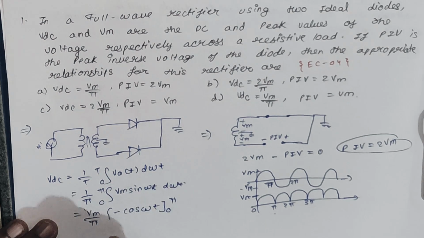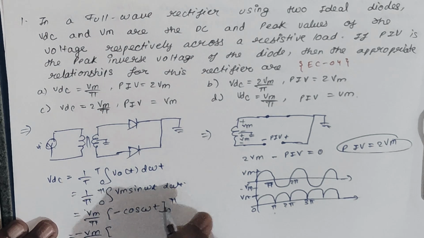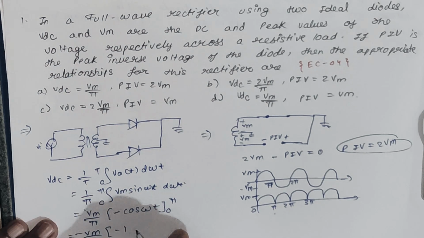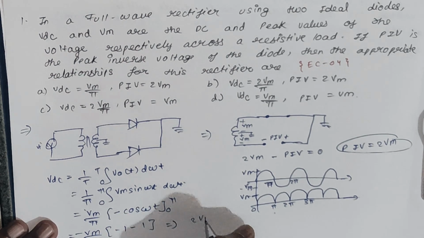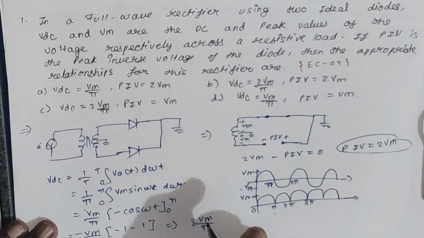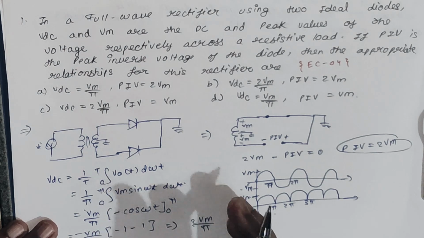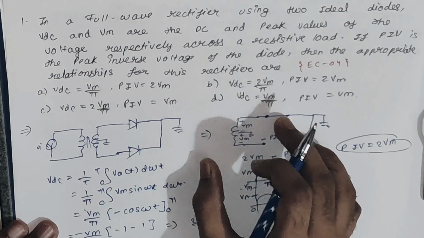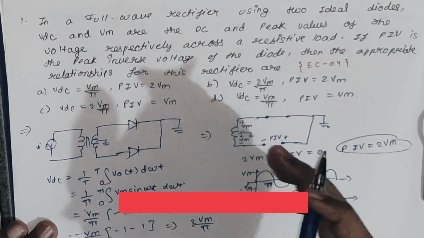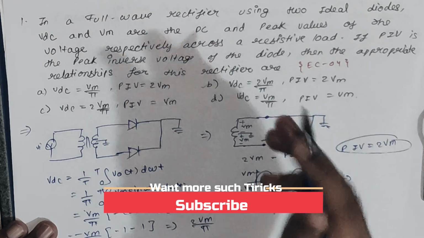0 to pi, and here we will get Vm by pi minus Vm by pi. Cos of pi will be minus 1, cos of 0 will be 1. Okay, so here we will get 2Vm by pi. So you can say the DC voltage for center tapped rectifier will be 2Vm by pi. So as per this, option B will be the correct one.